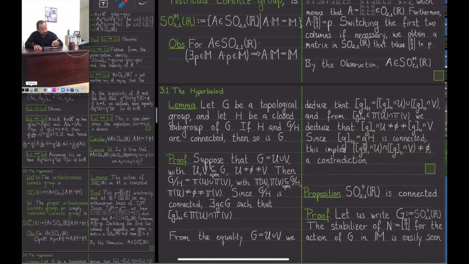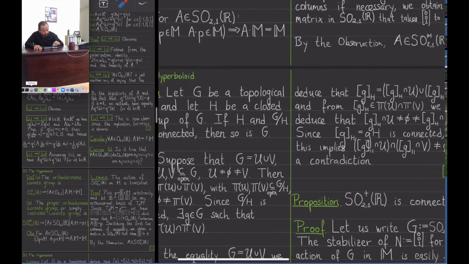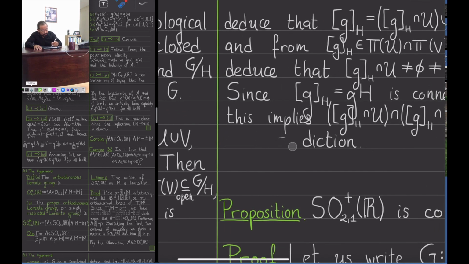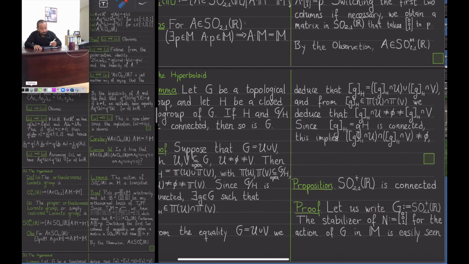Right? And here it shouldn't say a contradiction because I didn't assume that U intersect V was not empty. I said that's what I want to prove, actually. So maybe I can just say that hence U intersect V is in particular not empty.